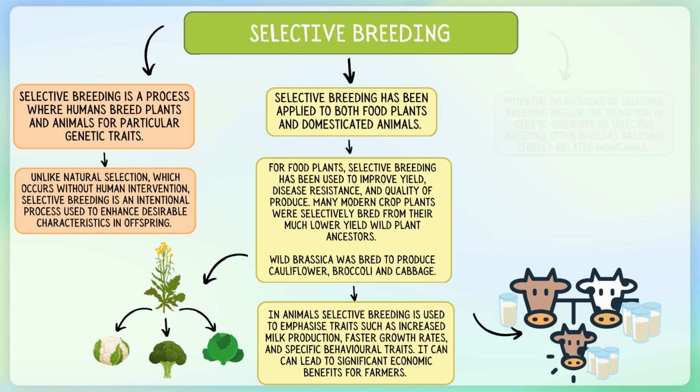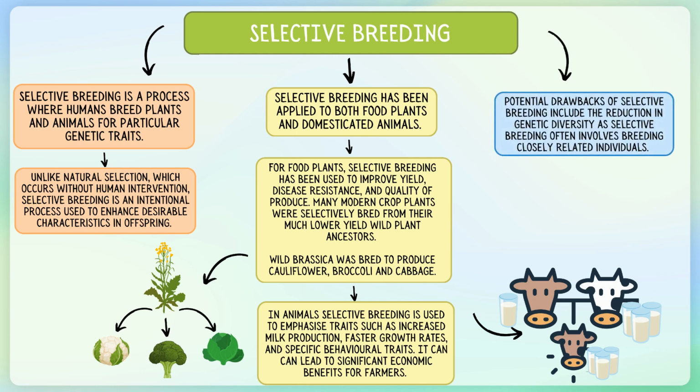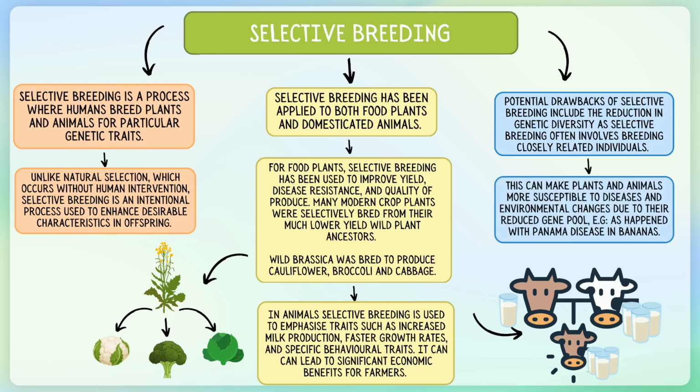However, we also examined the potential drawbacks of selective breeding. One major concern is the reduction in genetic diversity, which can make plants and animals more susceptible to diseases and environmental changes. In conclusion, while selective breeding has provided numerous benefits in agriculture and animal husbandry, it is essential to balance these advantages with consideration for genetic diversity and animal welfare. Understanding the complexities and impacts of selective breeding allows for more informed decisions in both scientific and practical applications. This knowledge is critical for anyone studying inheritance, variation, and evolution.